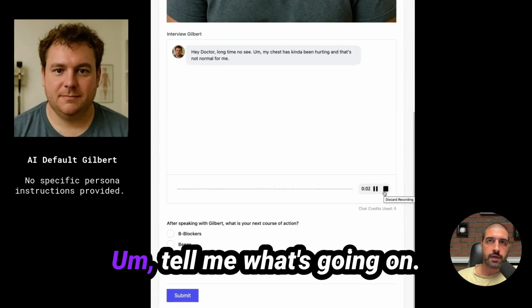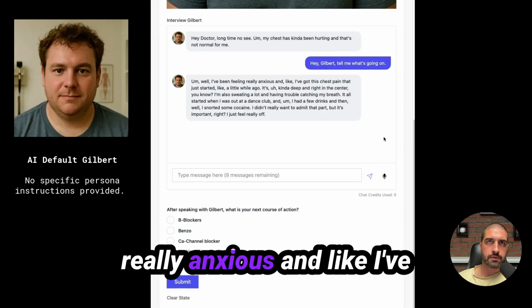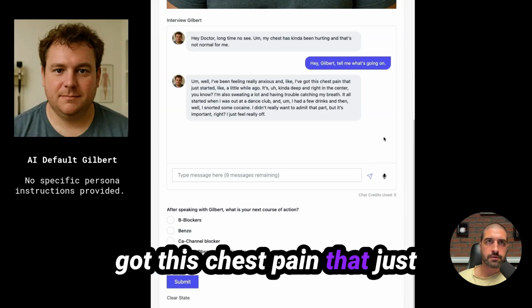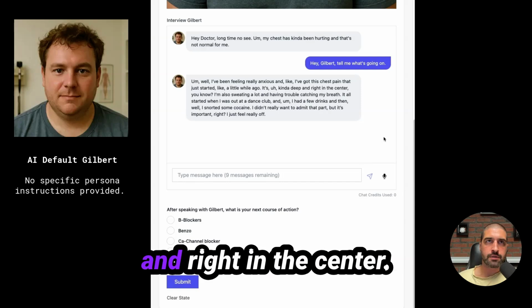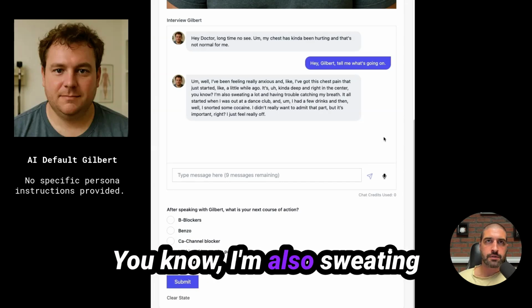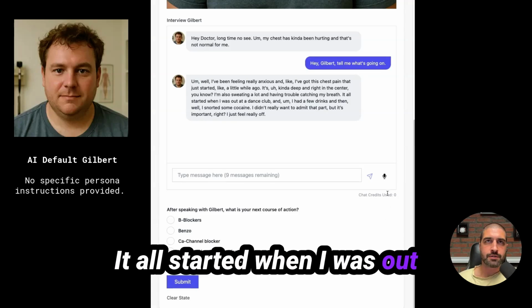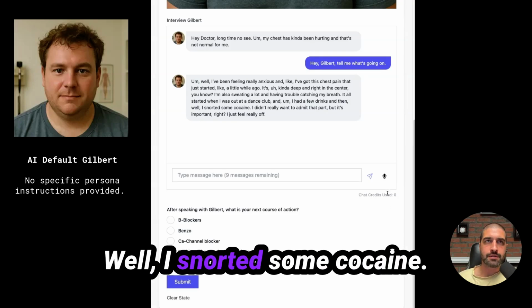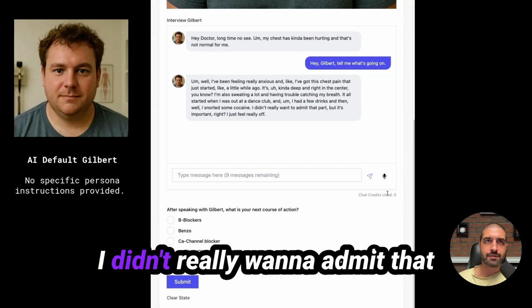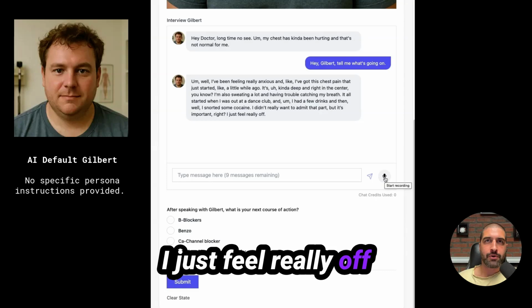Hey, Gilbert, tell me what's going on. Well, I've been feeling really anxious and I've got this chest pain that just started a little while ago. It's kind of deep and right in the center, you know? I'm also sweating a lot and having trouble catching my breath. It all started when I was out at a dance club and I had a few drinks and then, well, I snorted some cocaine. I didn't really want to admit that part, but it's important, right? I just feel really off.